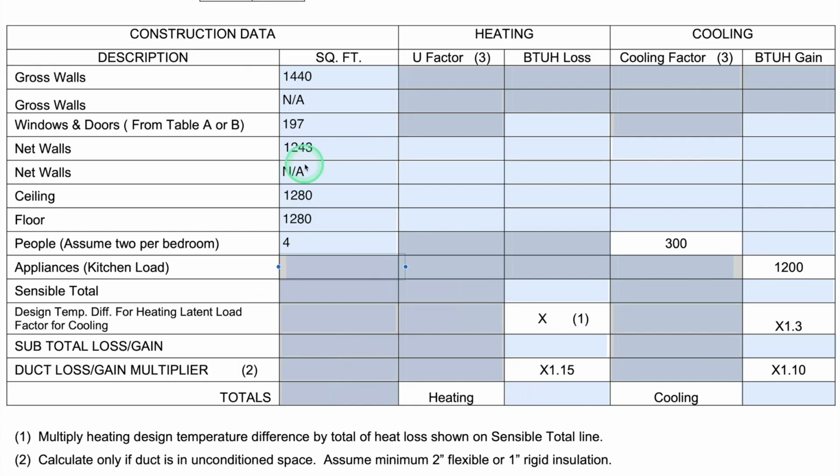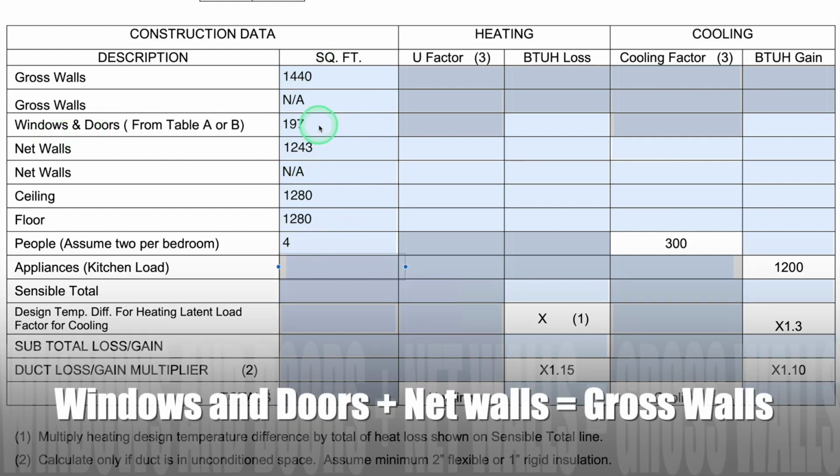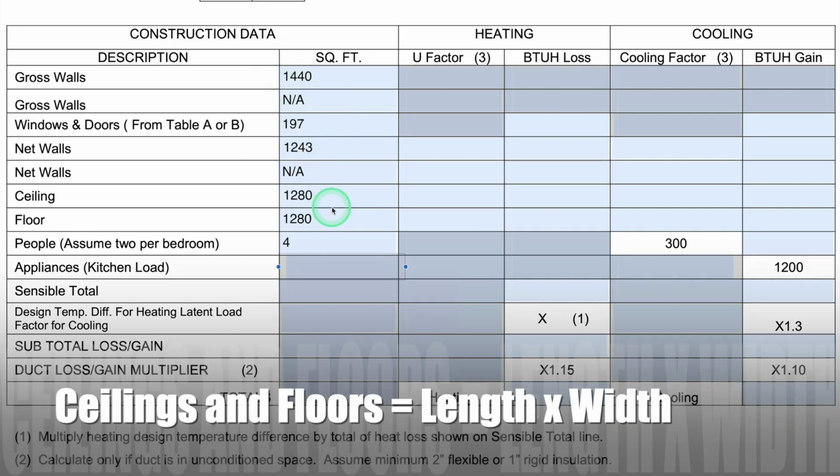Another way you can check, once you have all this information filled out, is to add the windows and doors square feet to the net walls square feet, and it should equal gross walls square feet. And that's another way to double check your construction data information that you've entered into this section. And of course, ceilings and floors, length times width of the footprint of the home.